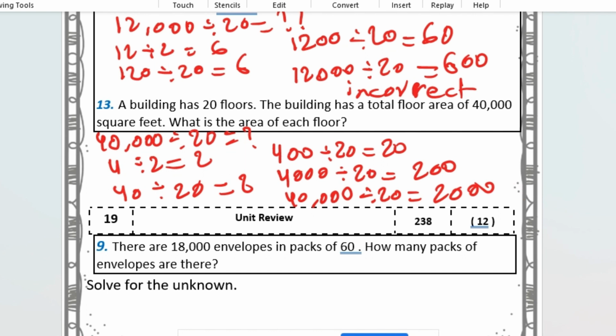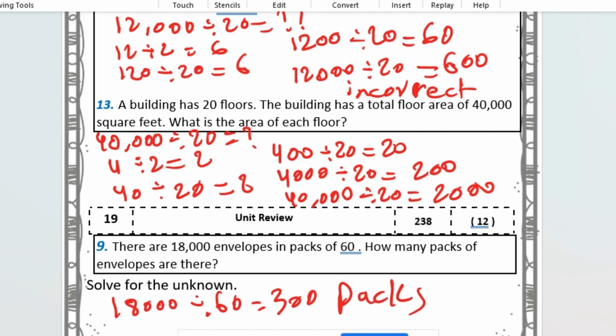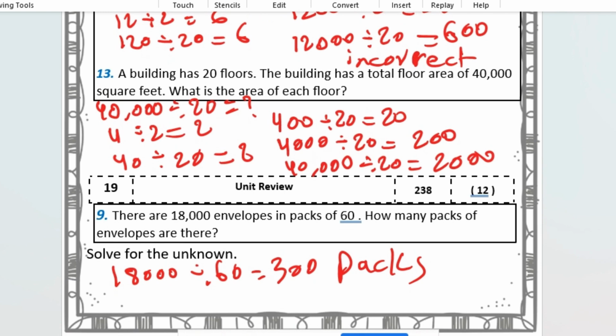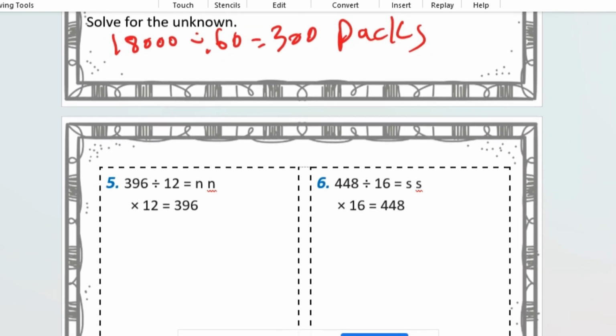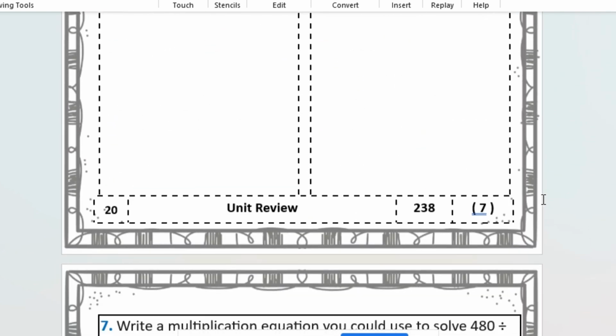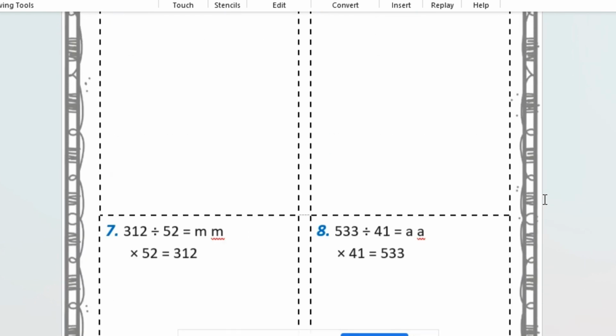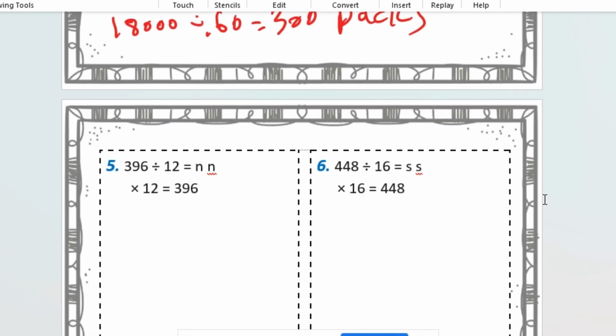Now, there are 18,000 envelopes in packs of 60. How many packs of envelopes are there? So 18,000, I'll just give you the full answer. Divided by 60. This is 300 packs. Okay, I think we have 4 more questions left.